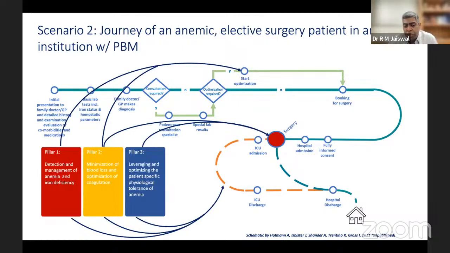As in the previous talk, Dr. Srishti mentioned that malnutrition is one of the important factors which can increase mortality after post-operative surgery. So minimization of blood loss and optimization of coagulation is improved if we optimize the patient before booking for surgery by detection and management of anemia. And the third pillar is leveraging and optimizing the patient-specific physiological tolerance of anemia. We should not look only at specific lab requirements. If the patient clinically requires transfusion along with the lab result, then we should request blood and blood products.